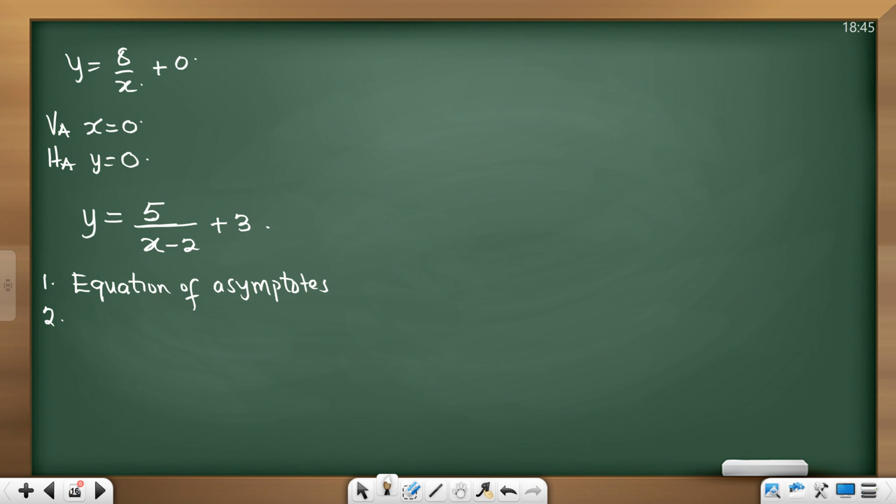Number 2, I want you to find the intercept. Number 3, I want you to write the axis of symmetry. I'm going to give you 3 questions here. Axis of symmetry.